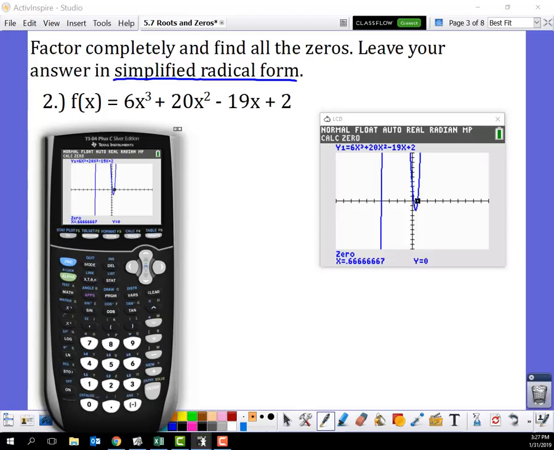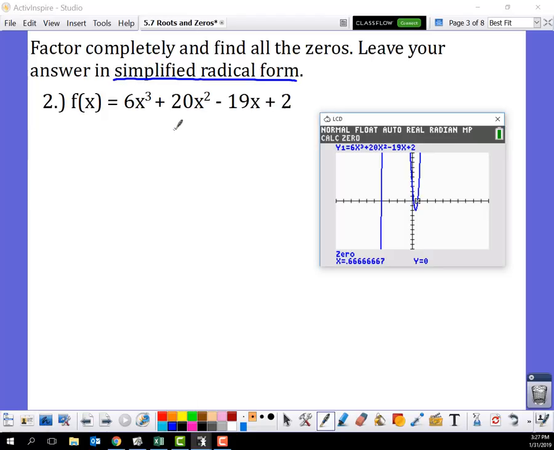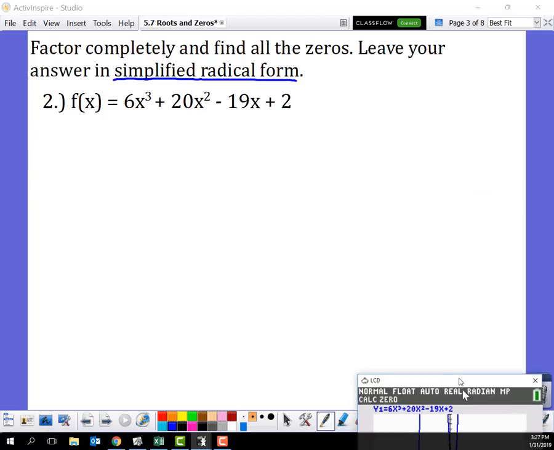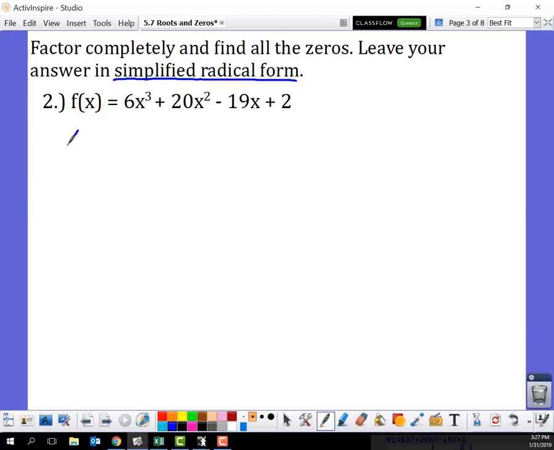So here's what we're going to do. We're going to go back to our notes here, and write ourselves a note that we found that x equals 2/3 is one of the three zeros. So that means in this case there are 2 zeros that I need to find. We're going to do synthetic division using that 0 of 2/3. So I've got 2/3, and then I use my coefficients 6, 20, negative 19, and 2.